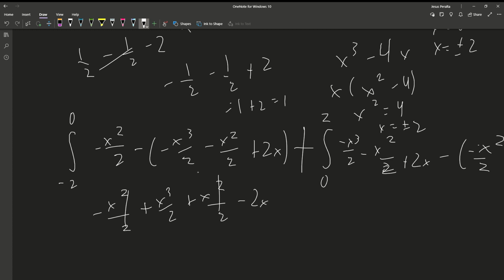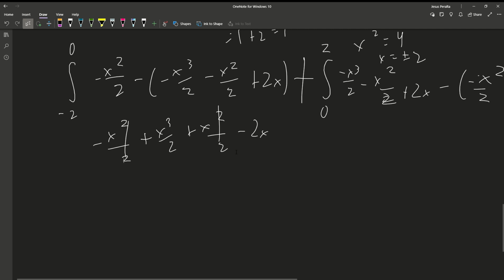So this and this cancel out. So then afterward, we would just have x cubed over 2 minus 2x. But then we want to actually, let's just integrate it all at once. So then we would have x to the power of 4 over 8 minus x squared. And then we would have negative 2 to 0.